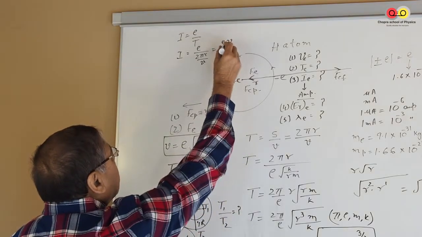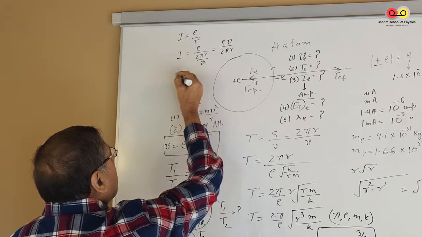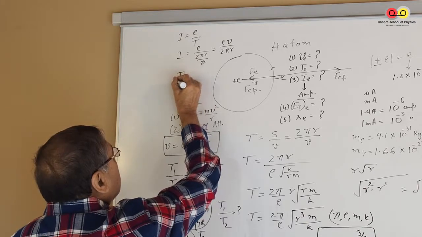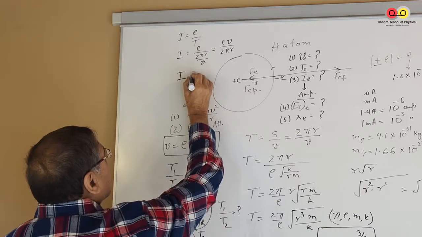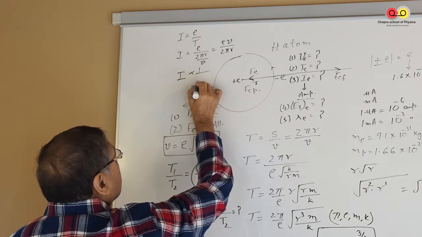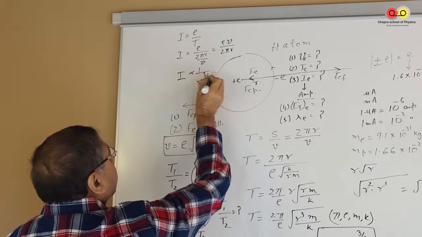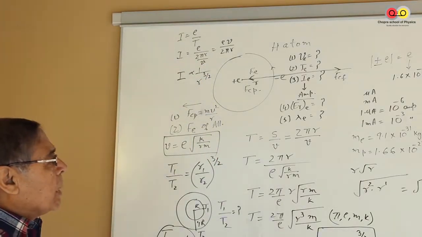If you put V here, our conclusion will be that I is inversely proportional to, like here it was directly proportional, here I is inversely proportional to R to the power 3 by 2. We will reach this conclusion.